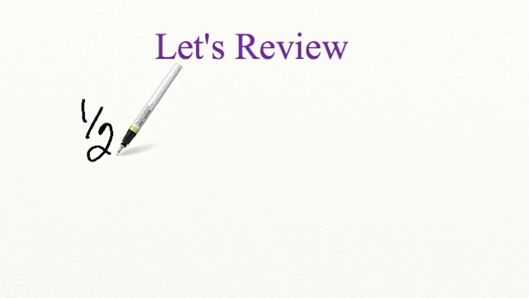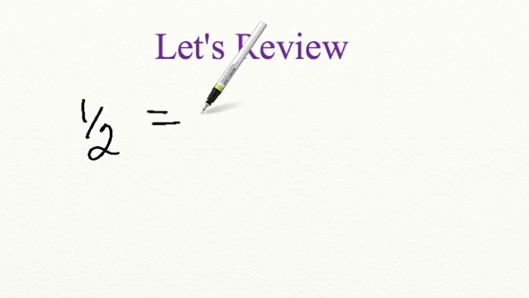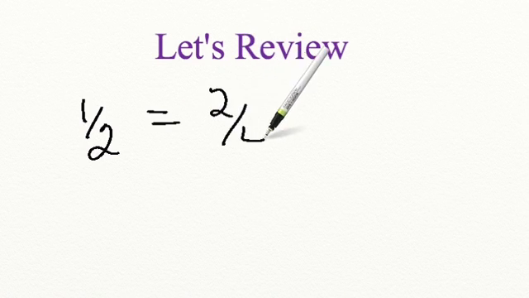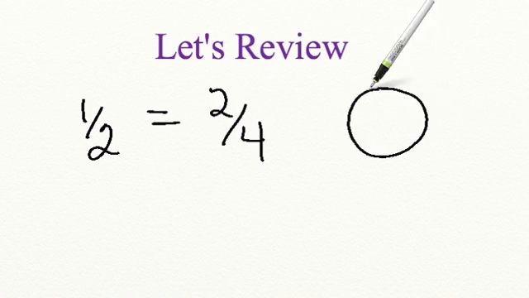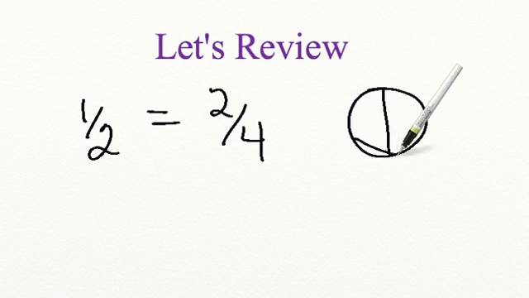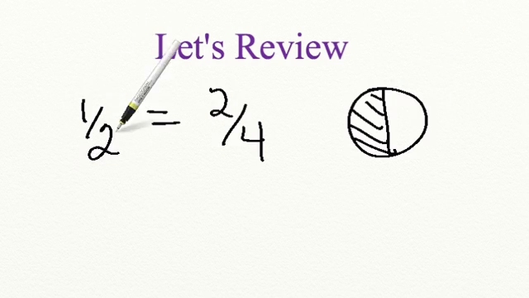Let's take a moment to review what you have learned in today's lesson. We know that if we have 1/2, an equivalent fraction for 1/2 is going to be 2/4. We know this because if we draw a diagram and we have 1/2 and we shade in one out of the two pieces, that represents 1/2, 1 out of 2. If we are to split this into more parts, we still have the same amount shaded in, but we just have it in the form of more pieces in the whole. So we have 2 out of 4 pieces shaded in.